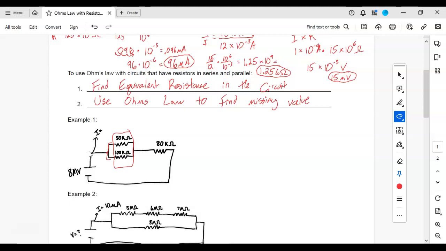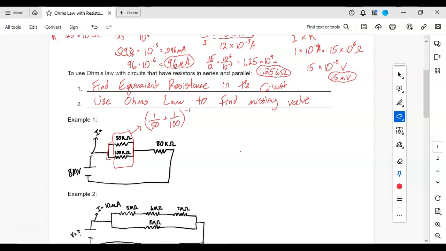Now, if we're looking at this problem, both of these resistors have a kilo prefix, so we don't actually have to write out all of those zeros. We can just write out the number as it is, and then we'll be able to add it to this 80 kilo. And then at the very end, when we use Ohm's law, that's when we can write out all the extra zeros. So to find this, we go 1 over 50, and remember this is K, plus 1 over 100, K, to the power of negative 1.